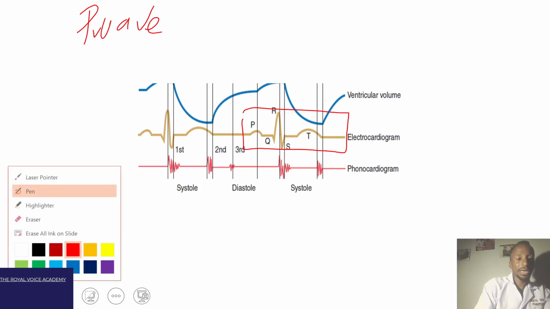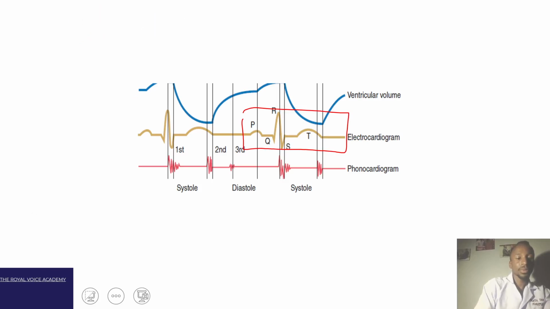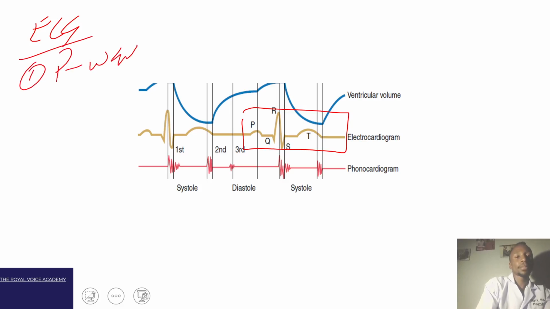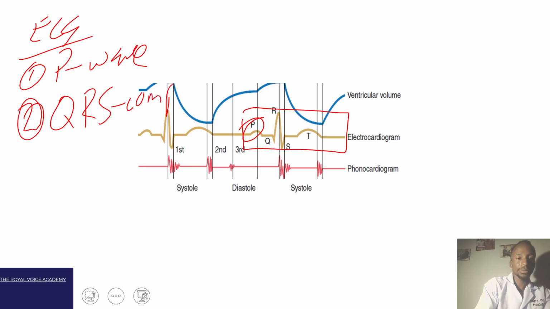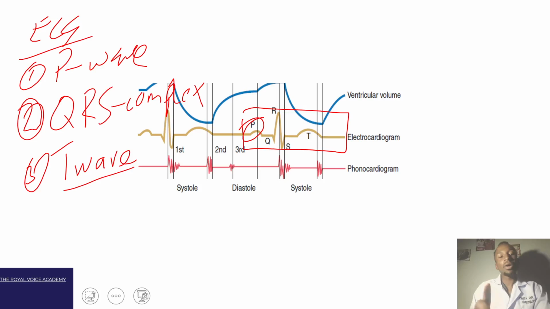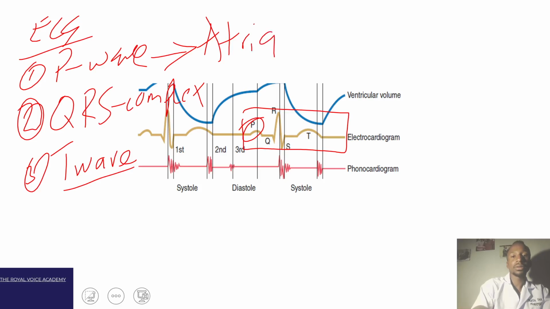When we are looking at our electrocardiogram, our ECG, we have number one, our P wave. This is our P wave here. Then we have number two, a complex which we call the QRS complex. And then later on we have number three, our T wave. What I want you to understand is the P wave is for the atria, and these two are for the ventricles.